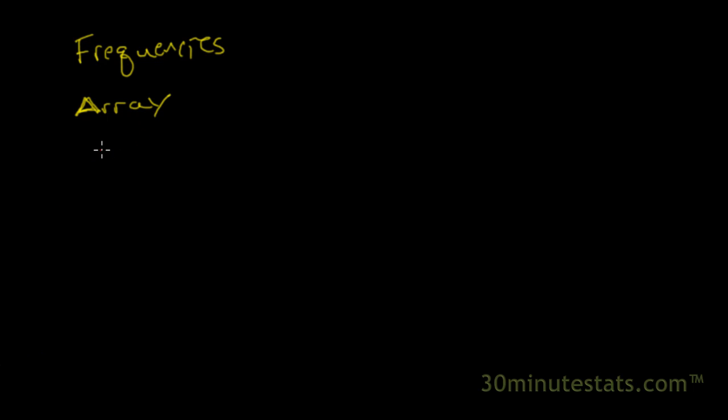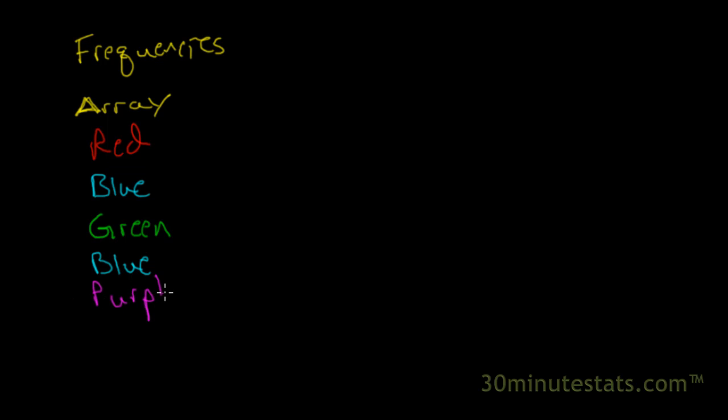And so we'll start with an array here of color names. And so we've got, let's say, red, and then blue, green, blue, purple, and then let's say we've got another green. And one last green. Okay, so we've got 1, 2, 3, 4, 5, 6, 7 observations in our data.